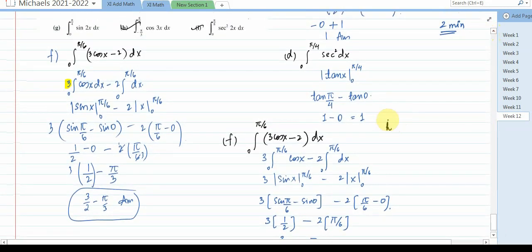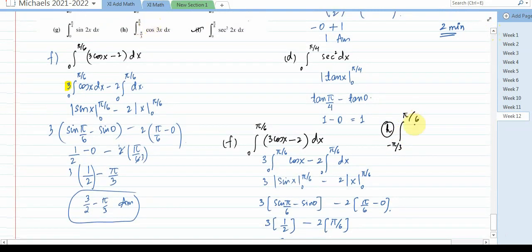Alright, so in part H it's from minus pi over 3 to pi over 6. We have the limits, and the function is cos 3x dx. Now in this part the function is not ready to integrate because the angle is 3x, right? So what you need to do is multiply and divide it by 3. Now the derivative part is present next to the function, so you can integrate it, and this 3 in the denominator I will take outside the integral. So it's 1 upon 3, right?